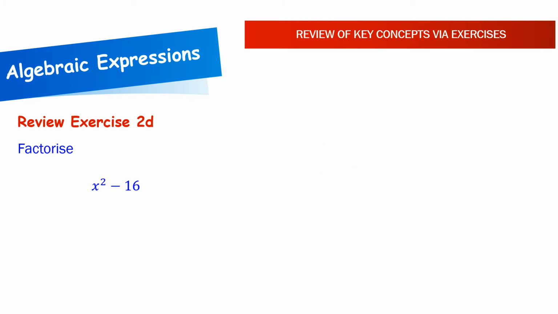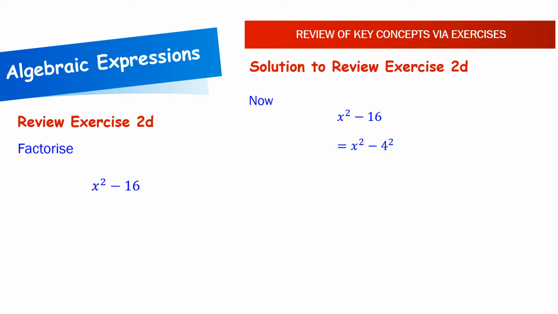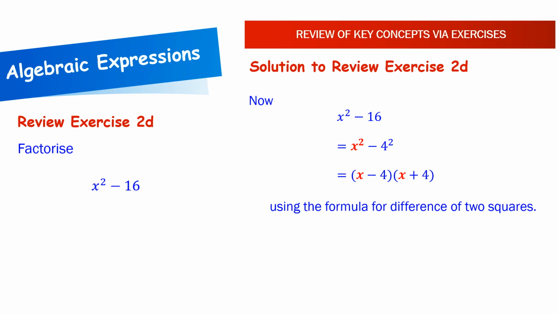And now for exercise 2d, factorize x squared minus 16. This can be expressed as x squared minus 4 squared, or the difference of two squares. And so using the formula for difference of two squares, we can express this as x minus 4 times x plus 4, as shown.